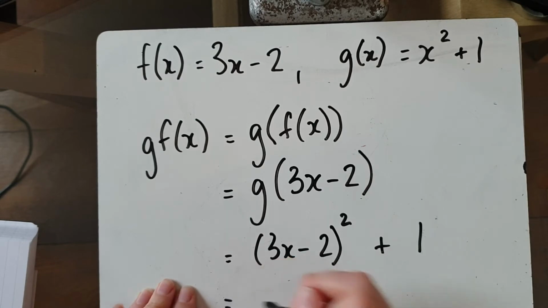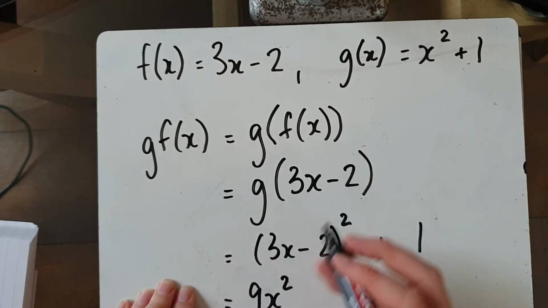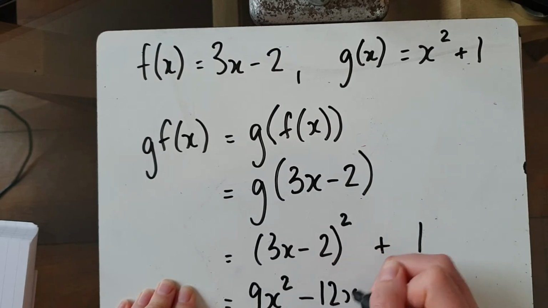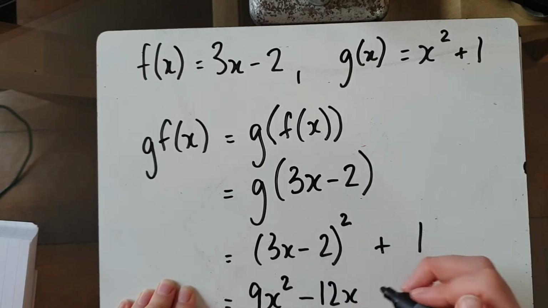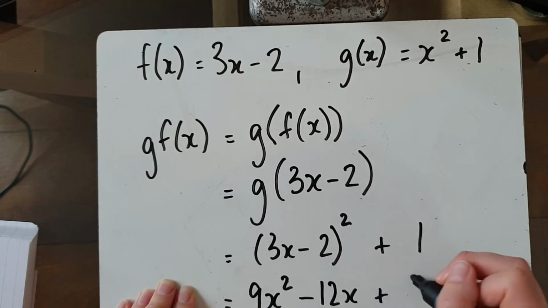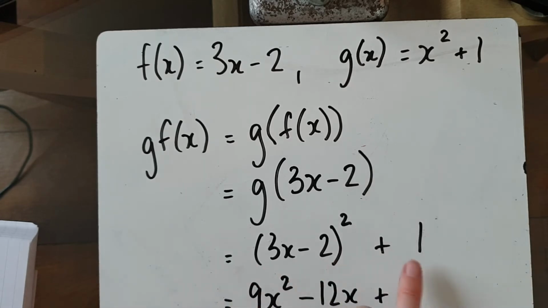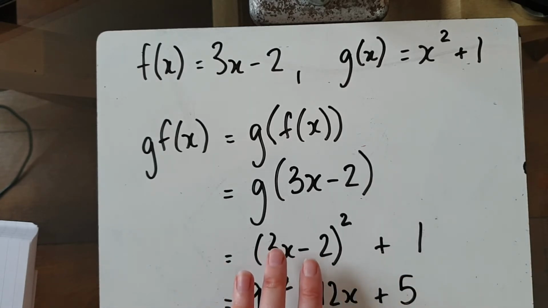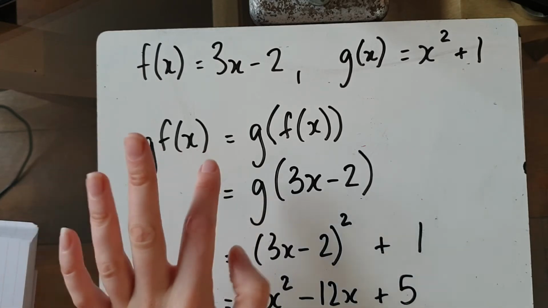If we do that, we are going to have 9x squared minus 2 lots of 6x plus 4, and then plus that 1. So we'll have plus 5. You should be able to do this bit. It's just expanding a quadratic and simplifying. So you should get 9x squared minus 12x plus 5. So that is g of f of x.